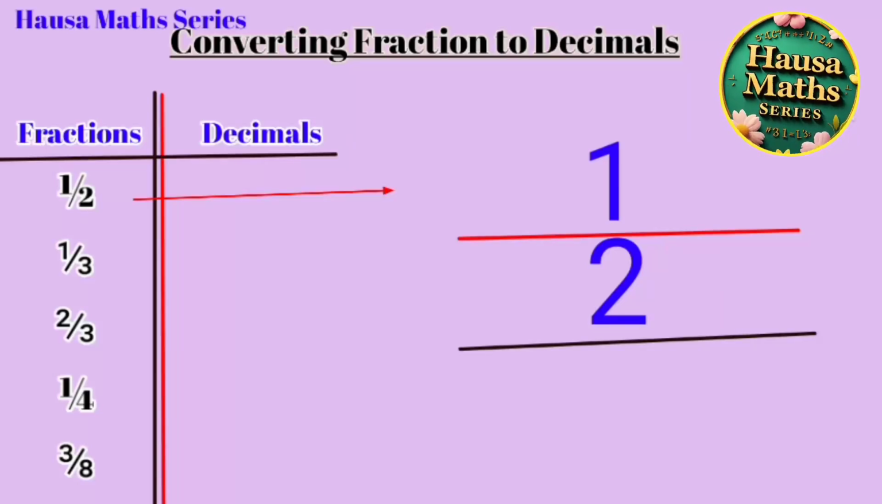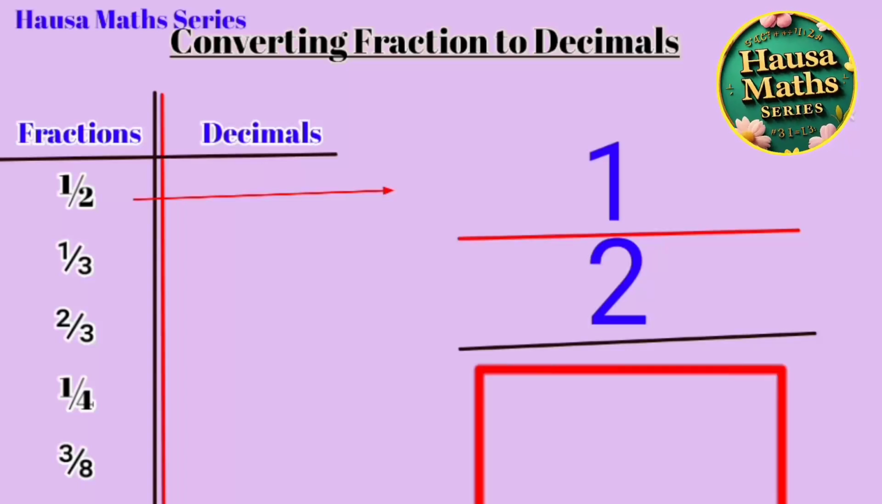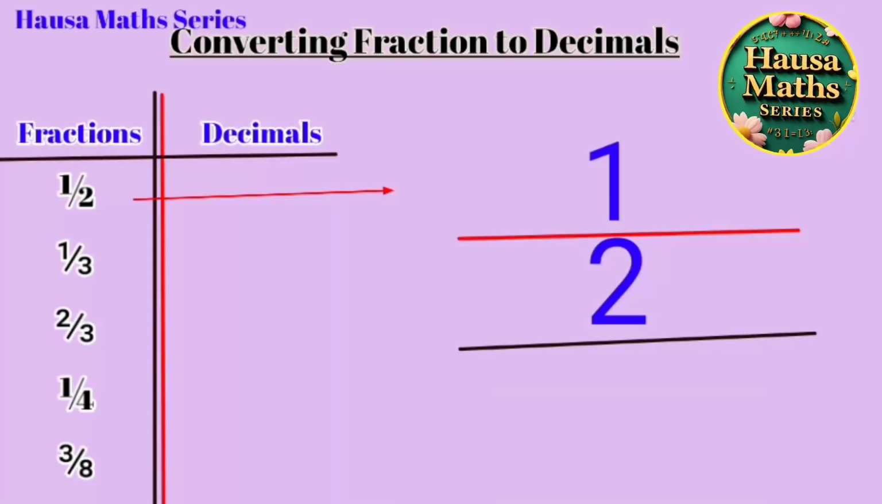1 divided by 2, it can't go, and we cannot just say that 1 divided by 2 has an answer like that. So we are going to place our answer on the bottom. Now we are going to say 2 in 1. How many times? It can't. Therefore, we are going to write 0. 2 in 1 is 0. It cannot go, so we are going to write 0.